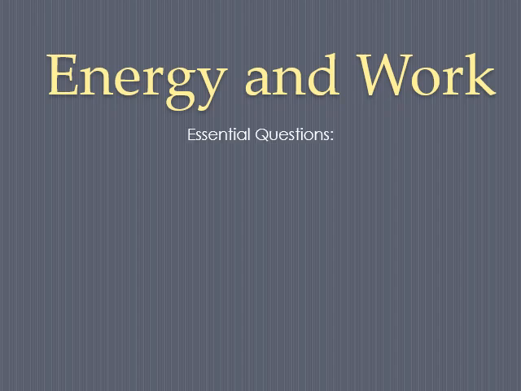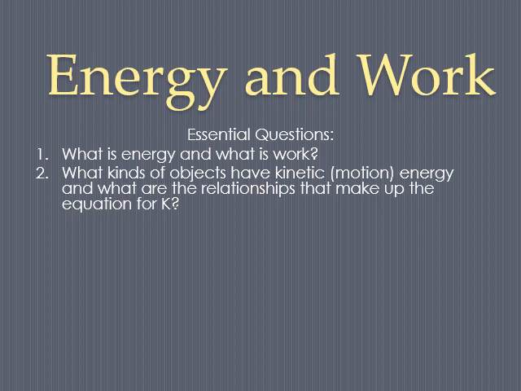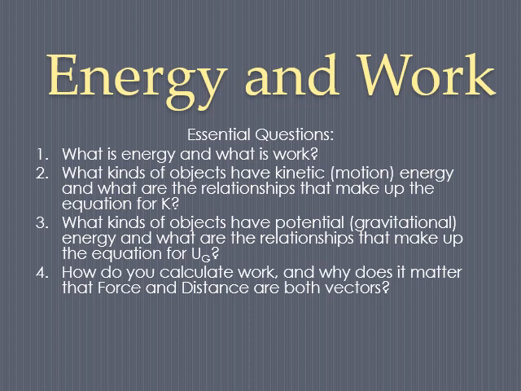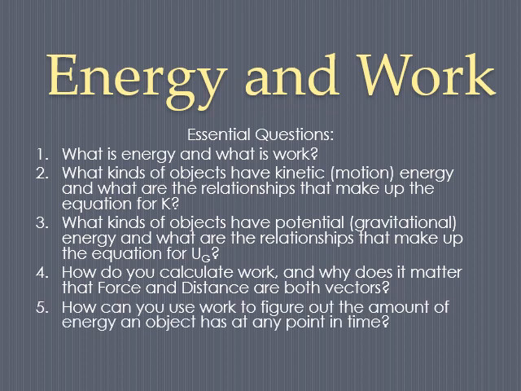The essential questions for this unit are, first, what is energy and what is work? Second, what kinds of objects have kinetic motion energy and what are the relationships that make up the equation for K, which is the symbol for kinetic motion energy? 3, what kinds of objects have potential gravitational energy and what are the relationships that make up the equation for UG, which is gravitational potential energy? 4, how do you calculate work and why does it matter that force and distance are both vectors in that equation? And 5, how can you use work to figure out the amount of energy an object has at any point in time?